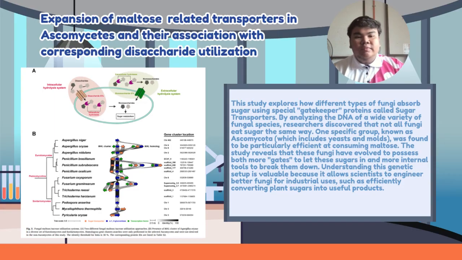same way. One specific group, known as Ascomycota, which includes yeast and mold, was found to be particularly efficient at consuming maltose. The study revealed that these fungi have evolved to possess both more gates to let this sugar in and more internal tools to break it down. Understanding this genetic setup is valuable because it allows scientists to engineer better fungi for industrial use, such as efficiently converting plant sugar into useful products.